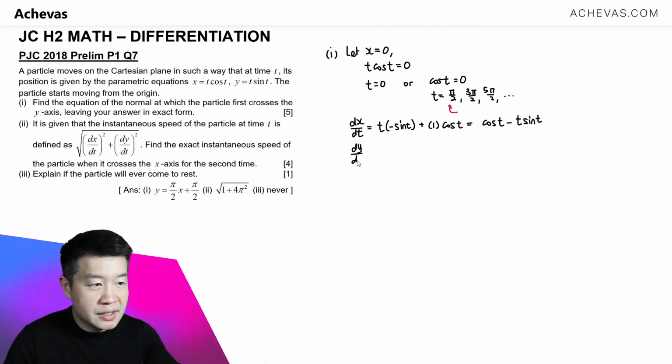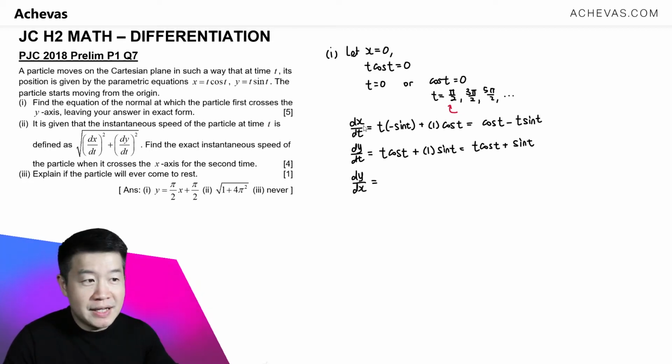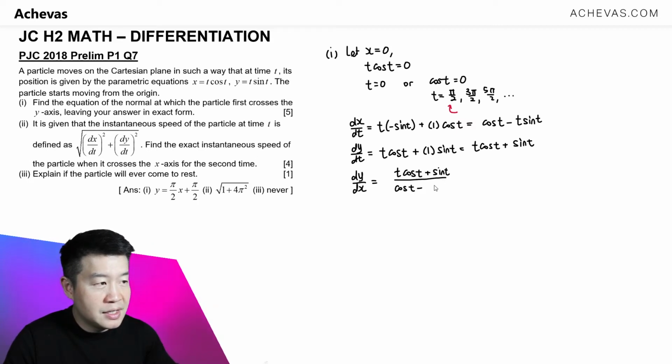We need dy dt also. So using the product rule again, differentiating this with respect to t, it is going to be t cosine t plus 1 times sine t. So this is equal to t cosine t plus sine t. And this can help us to deduce the expression for dy dx. And that is dy dt divided by dx dt. So it is going to be t cosine t plus sine t, divided by cosine t minus t sine t.